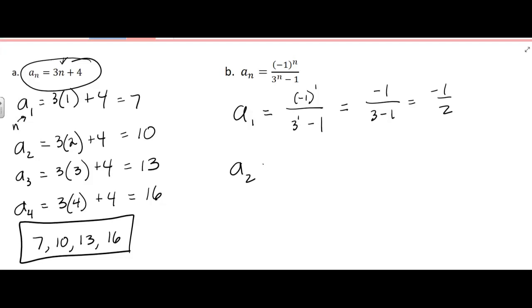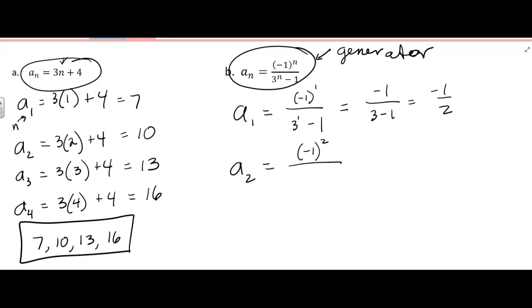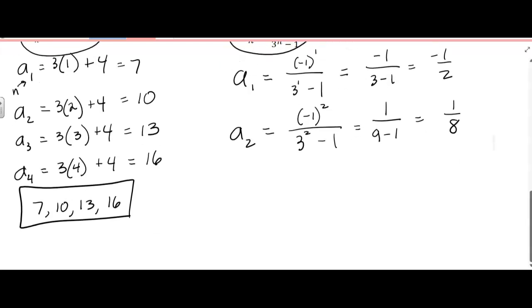A sub 2. Then we're going to have negative 1 squared. So I'm going back to this. They call it a generator. It tells you how to find the term. It generates the term. Generator, something like that. Okay. Negative 1 squared over 3 squared minus 1. So negative 1 squared, that's 1. 3 squared is 9. So I'm getting 1/8. So I just have to do the math, order of operations.